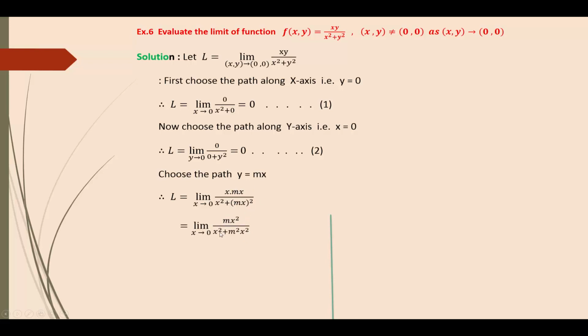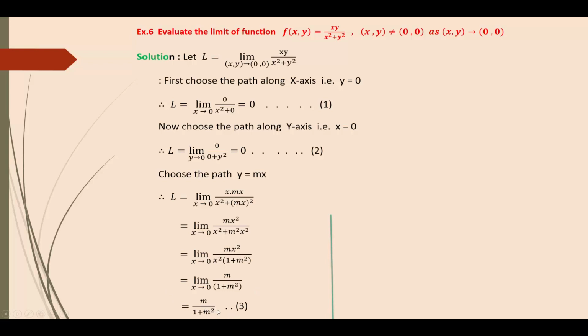M into x square upon x square plus m square x square equal to limit as x tends to 0, m x square upon x square common inside the bracket 1 plus m square. Then this x square cancel equal to limit as x tends to 0, m upon 1 plus m square. Taking limit, so equal to m upon 1 plus m square. Denote this as equation number 3.